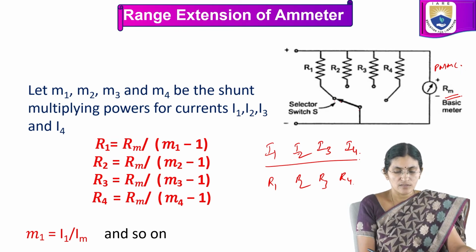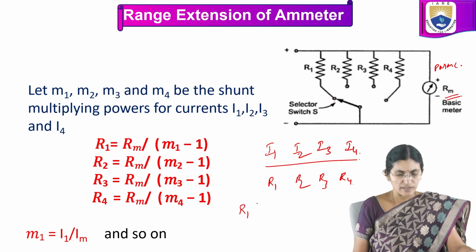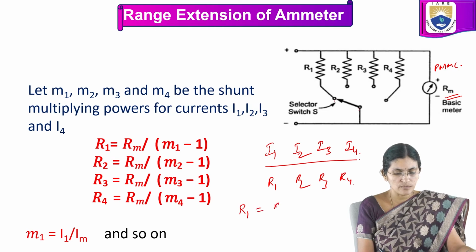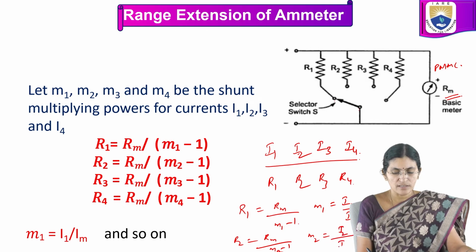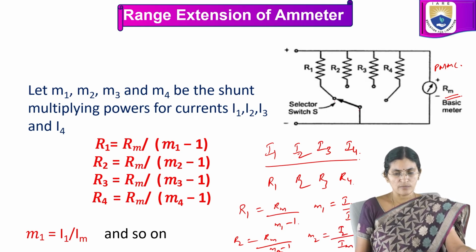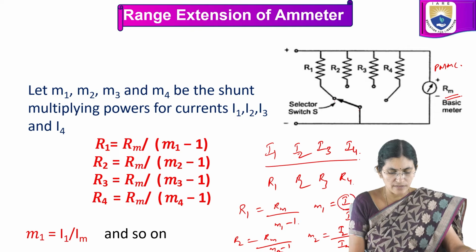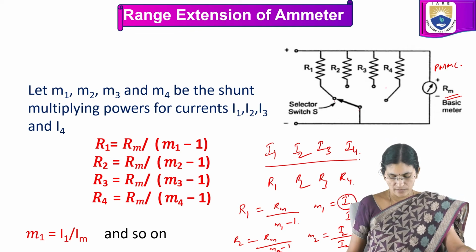So this is a make before break switch. So we can write R1 here. Same formula we can apply. R1 is equal to Rm by M1 minus 1, where M1 is equal to I1 divided by Im, and R2 is equal to Rm by M2 minus 1, where M2 is equal to I2 by Im. So in this way, for 4 different currents, we have 4 different resistor values.